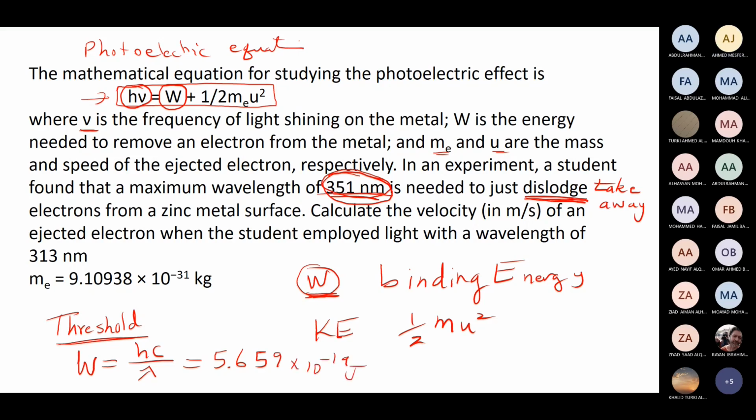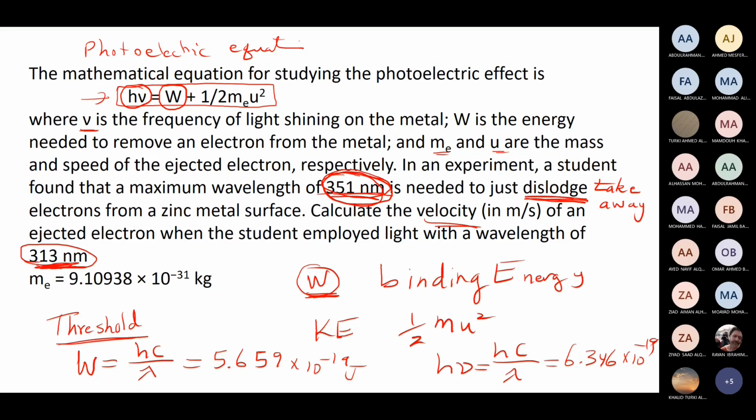Joule. Very good. Now, calculate the velocity, which is u, of the ejected electron when the student employs light with more energy than 351, which is 313. So, if you are given the 313, what can you calculate? You calculate h nu, which is equal to hc over lambda. And now calculate what this is equal to. Use the 313 now. It's 6.34 multiplied by 10 power of minus 19. Very good. Yes, I agree.